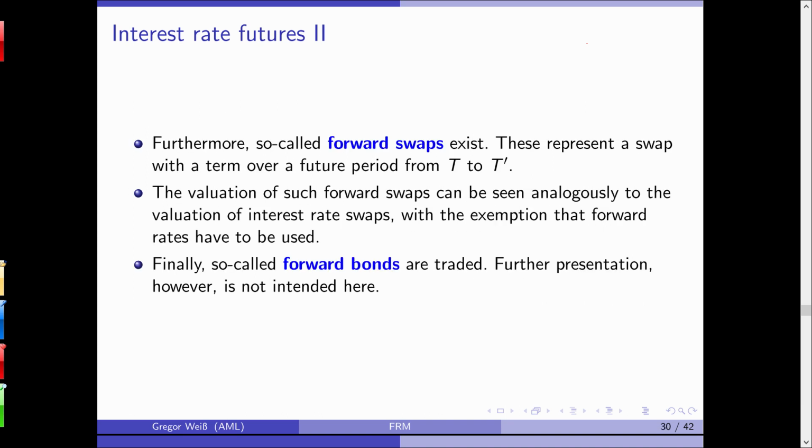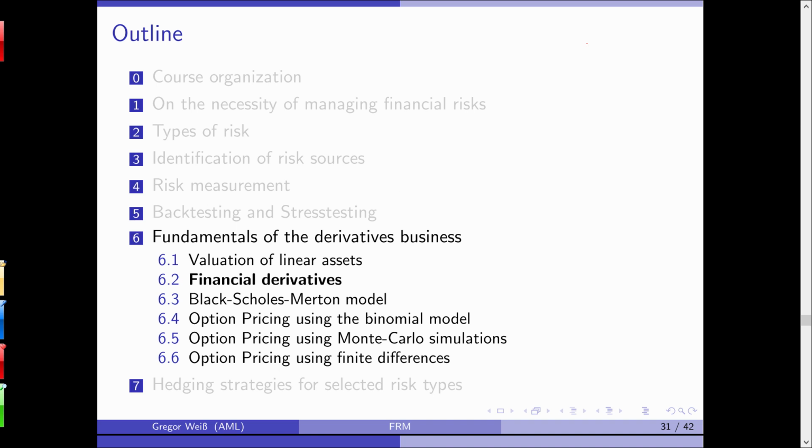So we also have forward swaps. A forward swap is simply a contract in which we agree to enter a swap contract in the future. So the swap doesn't take place right now, but it only takes place in this period from capital T to capital T dash, and both points in time are in the future. So this is a forward swap. Very simple. We can also use a forward bond.